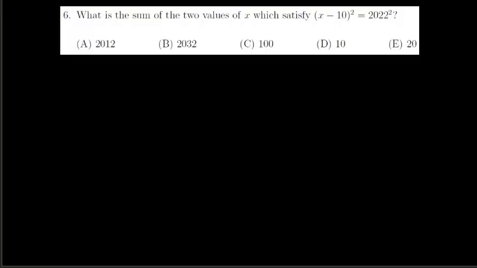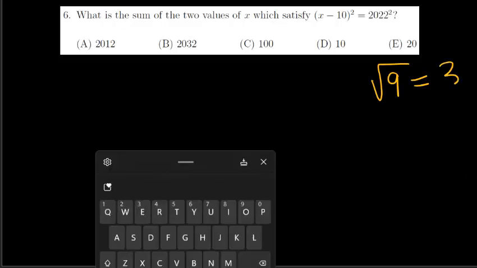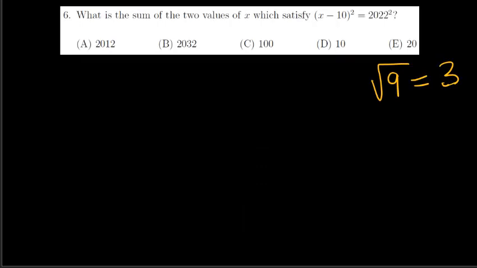Let's get started. Question 6 says, what is the sum of the two values of x which satisfy the equation (x - 10) squared is equal to 2022 squared. Now, before we answer this question, let's just quickly talk about exponents. If I say, what is the square root of 9 equal to? You would automatically answer 3. And that would be correct, but that is not the full answer.